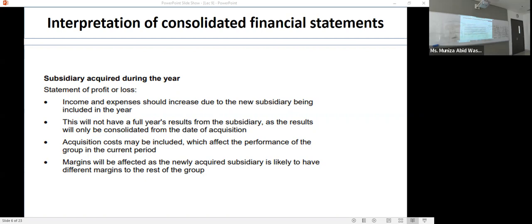Then margins will be affected, as the newly acquired subsidiary is likely to have different margins to the rest of the group.